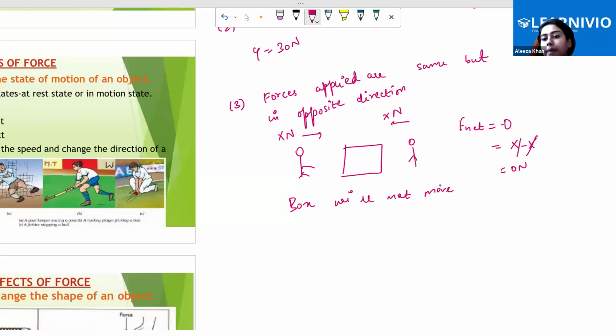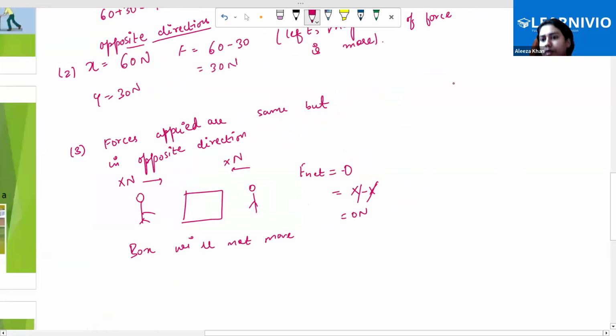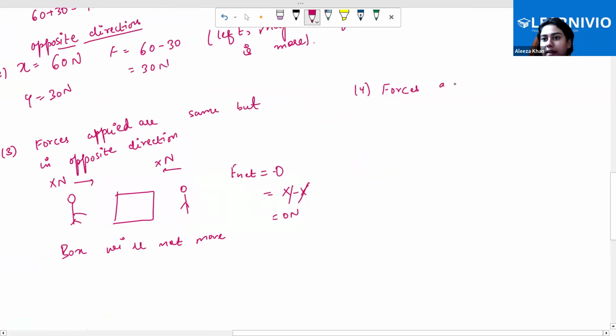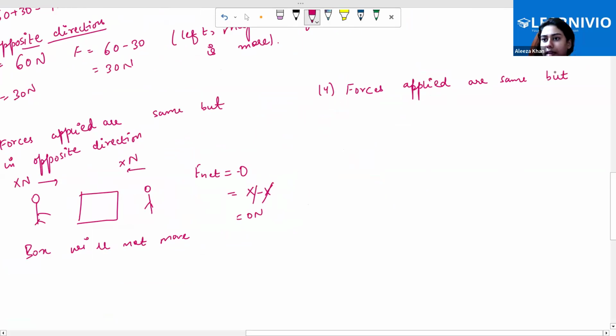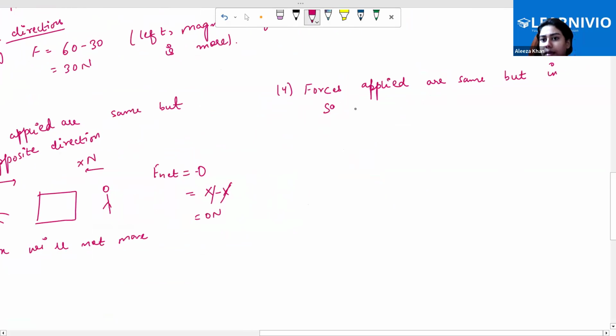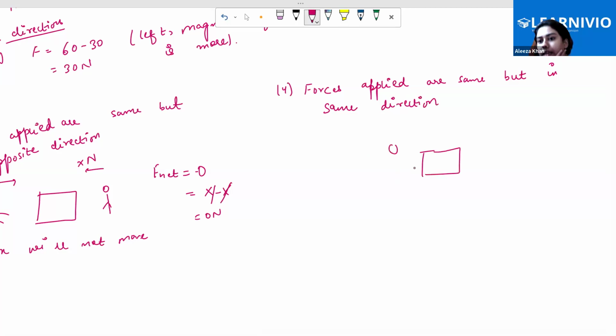Got it? But what if I take the case that forces applied are same, but in the same direction? Let's say this is the box, and two people are standing here and applying the force in the same direction. Both the forces are, let's say, 20 Newton and 20 Newton. So what will happen? They will be added or they will get subtracted.